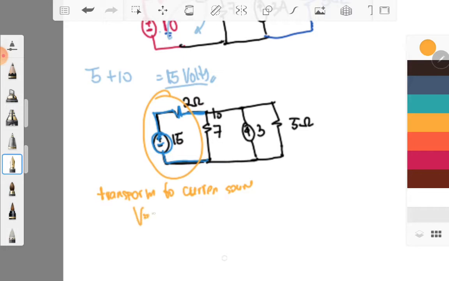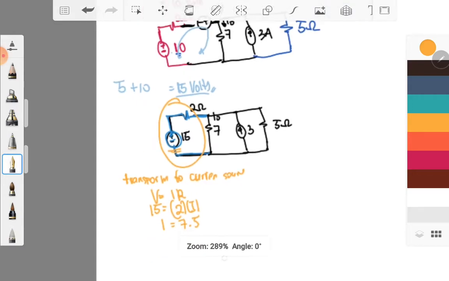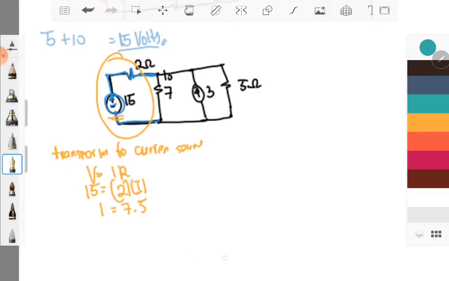So V is equal to IR, our V is equal to 15, our I is equal to 2, our R is equal to 2 multiplied by our I. So therefore our I is equal to 7.5 ampere. So therefore it is like this figure. So going up, since this is our positive, 7.5 amps in parallel with our 2 ohm would be connected to this terminal.